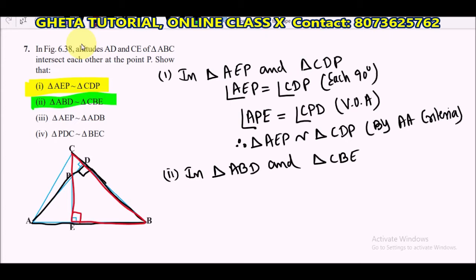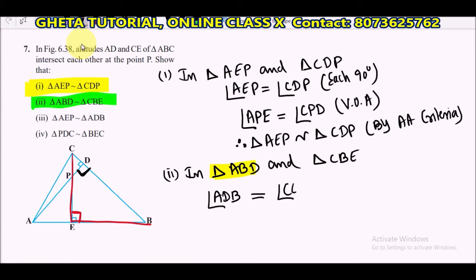Tell me now, what is the first thing you can see in this? In the triangle ABD, you can see that angle D is 90 degrees. So I can say that angle ADB is equal to, in the triangle CBE, angle E is 90 degrees. So I can write here angle CEB; both are 90 degrees. Now what are the other two angles that are equal?